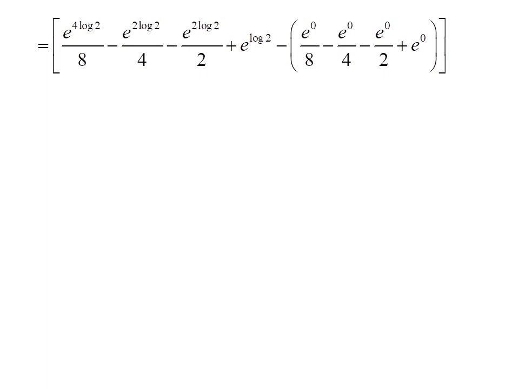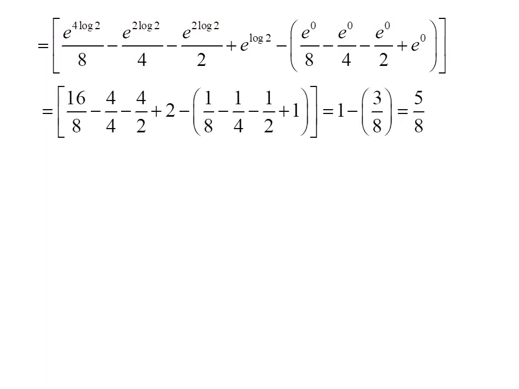So by substitution of upper and lower limit, the further simplification we can do as 16 by 8 minus 4 by 4 minus 4 by 2 plus 2 minus 1 upon 8 minus 1 by 4 minus 1 by 2 plus 1. So this simplification we can write down as 1 minus 3 by 8 which is equal to 5 by 8. So this is our evaluation of the given triple integration. So that completes our problem.